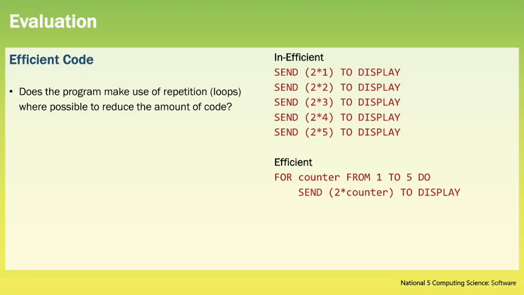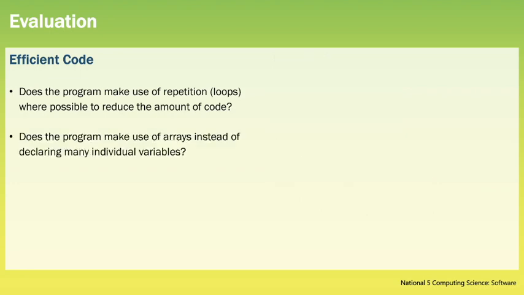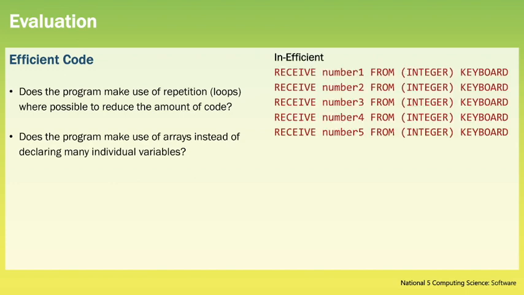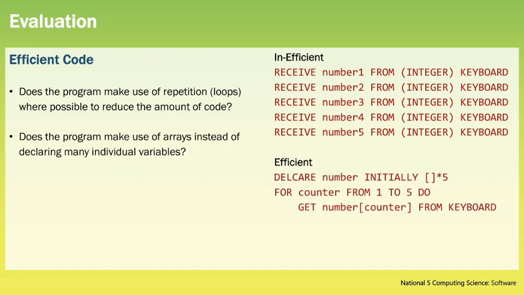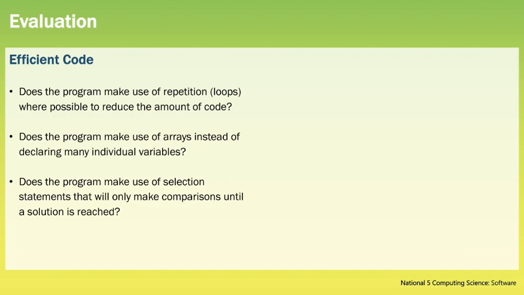The second question is, does the program make use of arrays instead of declaring many variables? So if I wanted my program to store 5 different numbers, yes, I could use 5 different variables, or I could create an array and use a fixed loop to enter numbers into that array. The last question is, does the program make use of selection statements that will only make comparisons until a solution is reached? Let's have a look at an example to see what we mean by that.